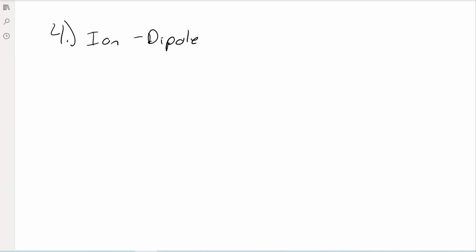All right, and then the fourth intermolecular force we're going to take a look at is ion dipole forces. This one's a little bit different than the other ones, and the reason that it's different is that it's between different types of molecules. So for example, when we took a look at London dispersion forces, dipole-dipole forces, and hydrogen bonding, we looked at the same molecule interacting with itself.